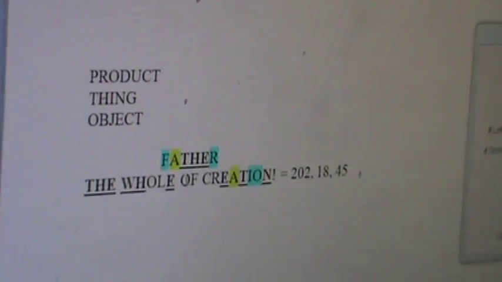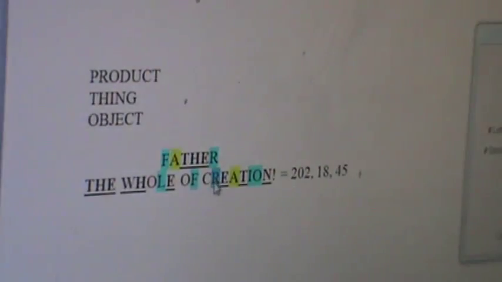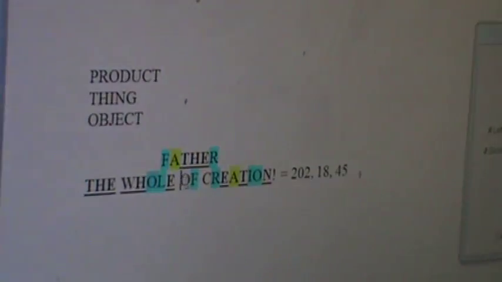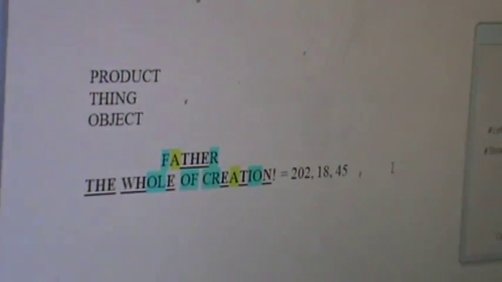Okay. Now, I would put an F and an L, both divide by 6, and R divides by 6 all by itself. Well, it's all pure 3s on top of that, enough said. That's a beautiful set that's perfect. Father, the whole of creation. Gorgeous.